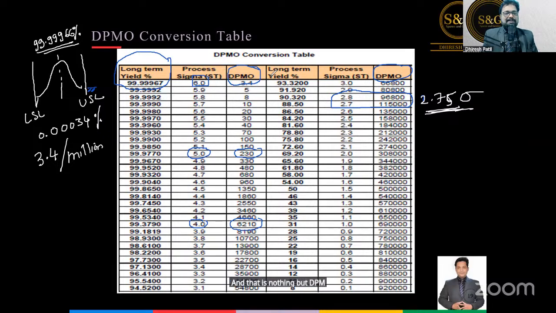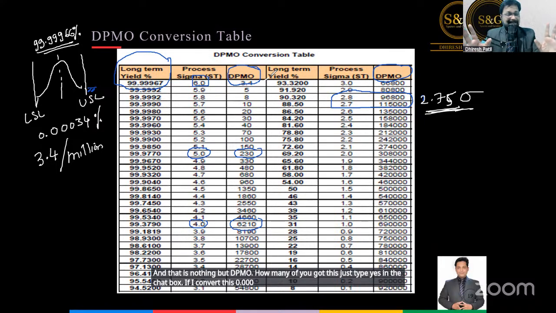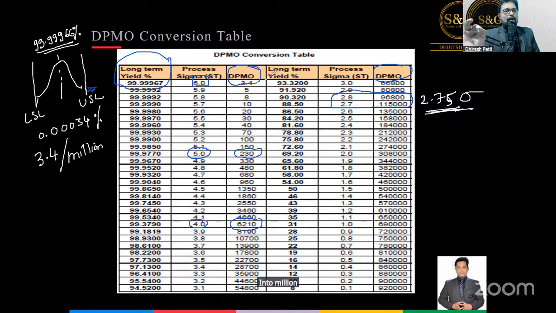How many of you got this? Just type yes in the chat box. If I convert this 0.00034 percentage, which is rejected, into million, it becomes 3.4 per million. Clear everybody? Just give me yes in the chat box. Super clear? The same table is applicable here. Clear? Any doubt into this?